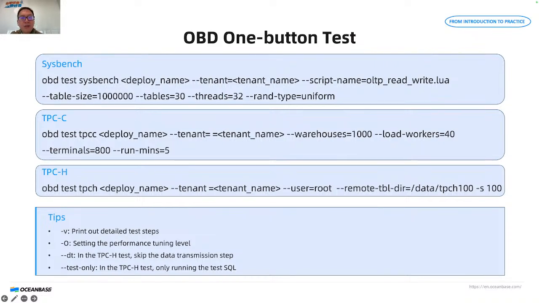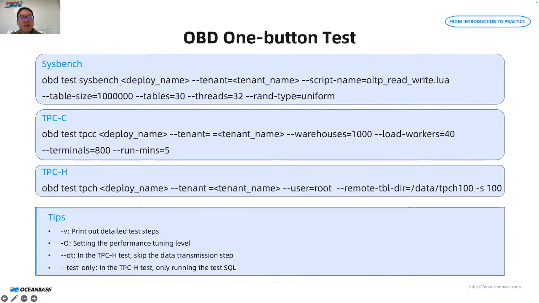The three commands below are one-click tests for different scenarios. The deploy name is the name of an OBD cluster, and the tenant name is the corresponding tenant. Please note here, system tenants typically have limited resources, so avoid using the system tenant for testing.